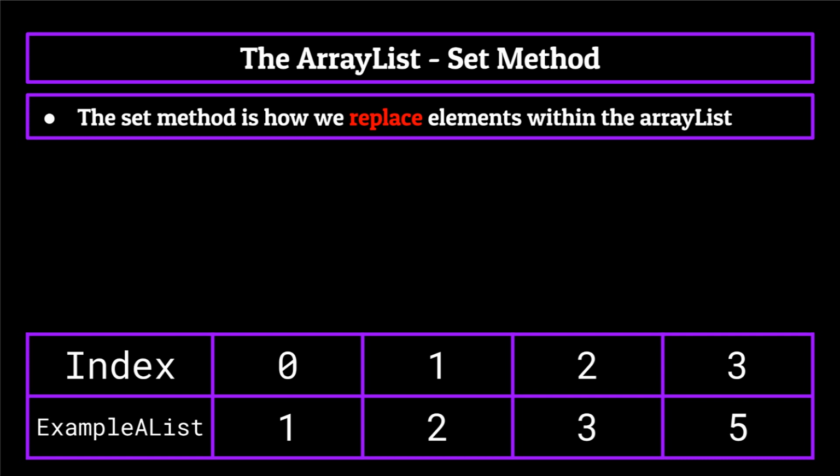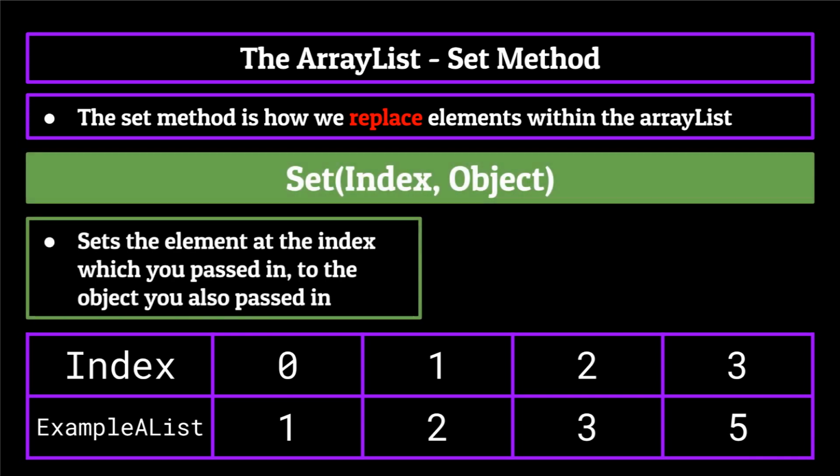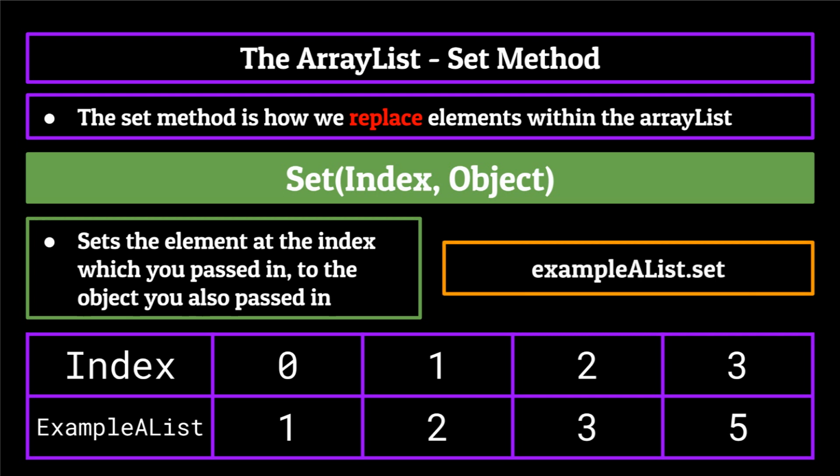Much like the name implies, it takes in an index and an object as arguments and will set the index location of the index you passed in to the object you also passed in. So if we wanted to set the number 5 in our array list to be 4 instead so that it matches nicely with the other integers, what we would do is call example ArrayList.set and within the parentheses pass in the index location of the element we want to set, in this case 3, and then also the object we want to replace at that index, in this case the integer 4. This method call will override the element at position 3 to be 4 instead of 5.